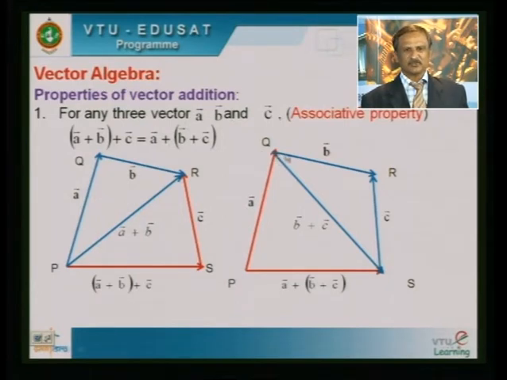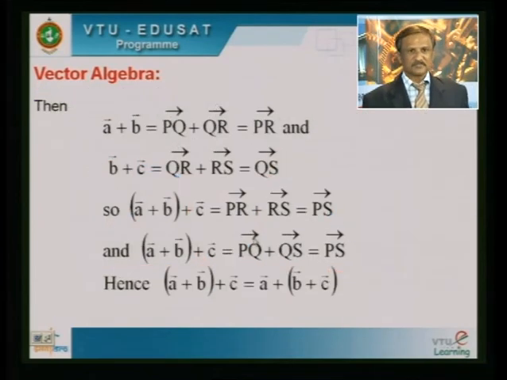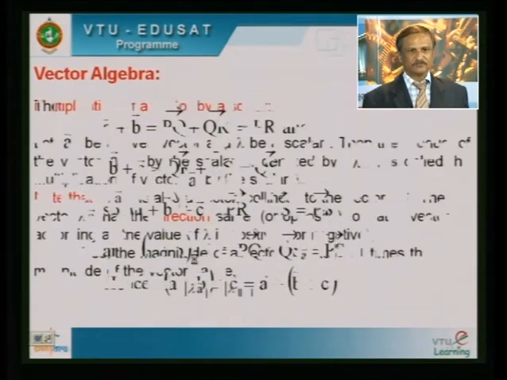So, you can consider PQ is A and QR is B, and this vector SR is called C. Now you want to prove that QR is B and this vector is C. I hope you will get B plus C. Then you may say that PQ plus QR is equal to PS. I hope you will get A plus B plus C. So you can write the same thing: A plus B plus C is equal to PQ plus QS. So therefore, from these two equations, you can write A plus B plus C is equal to A plus B plus C, means the associative law holds good.